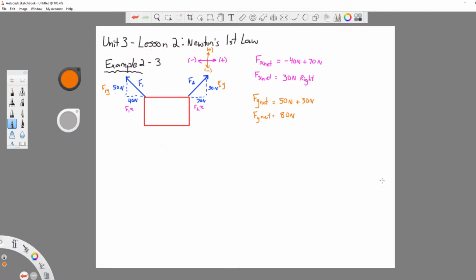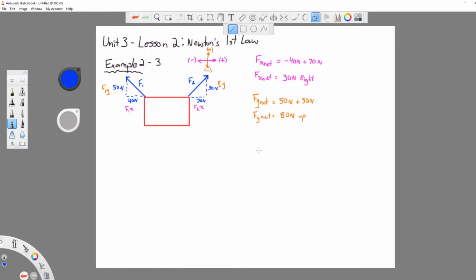Okay, now we basically have what we had in the example 2 question. We've got 30 newtons to the right, 80 newtons up. So let's draw a new triangle. I'll draw this triangle in blue maybe. Remember, this triangle is still tip to tail.